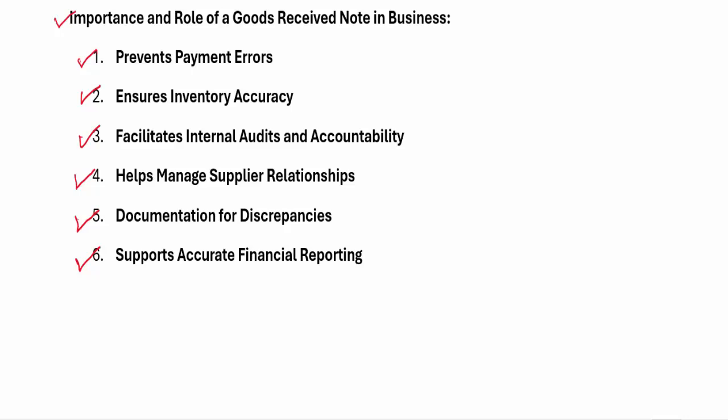In summary, a goods received note, or GRN, is an essential document in the purchasing process that records the receipt of goods, ensuring accurate inventory, supporting payment verification, and fostering smooth communication across departments. It helps keep financial and inventory records accurate, providing both verification and accountability.